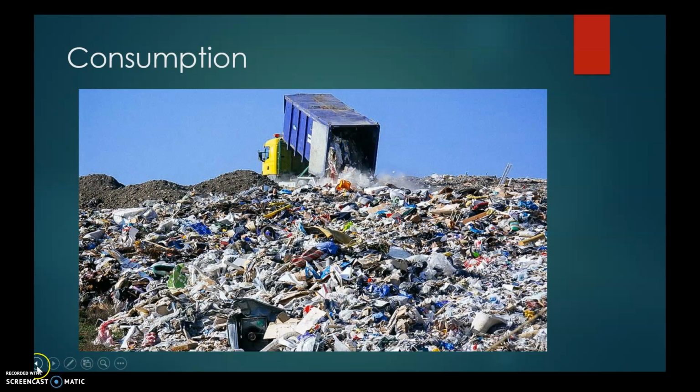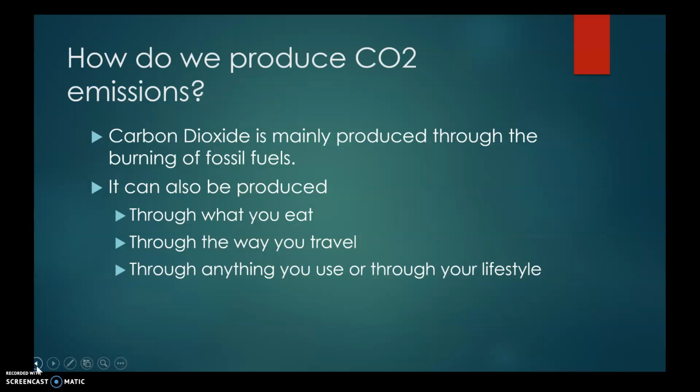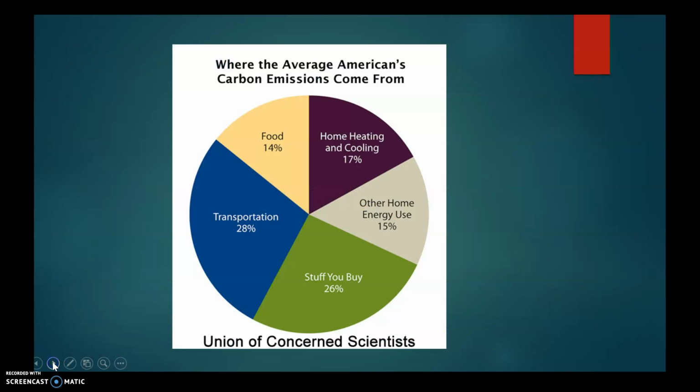So really, the ways that we produce CO2 emissions are through the burning of fossil fuels, through what we eat, through the way we travel, through the way we use things, or through our consumption habits. So if you look here, where the average American's carbon emissions come from, 28% is through transportation, 26% is through the stuff you buy. Remember, anything you buy has carbon emissions all along the cycle.